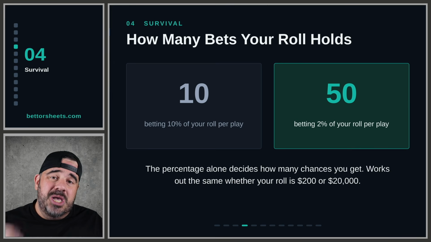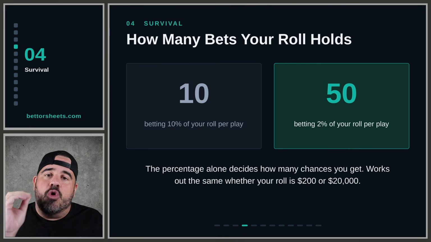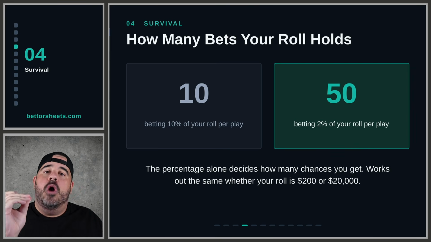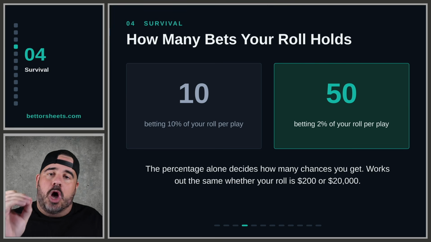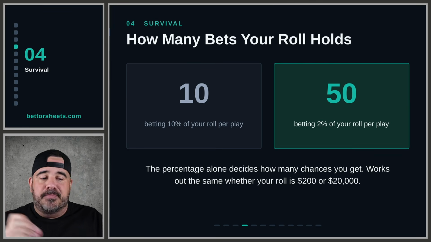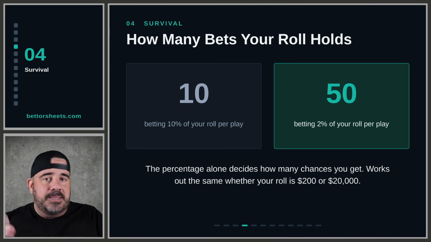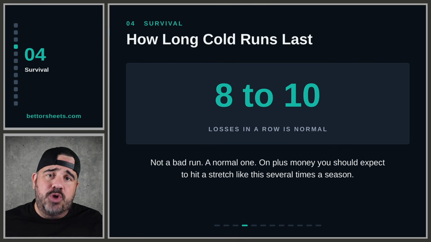I said chances you get because every bet is not guaranteed. There are no such things as locks. There are no locks in betting ever. I don't care what it is. And you should always be trying to grow the bankroll. Got it? Cool. It doesn't matter if it's $200 or $20,000, you get the same amount of plays out of the same bankroll. Cool. Let's talk about survival when you have a cold run.